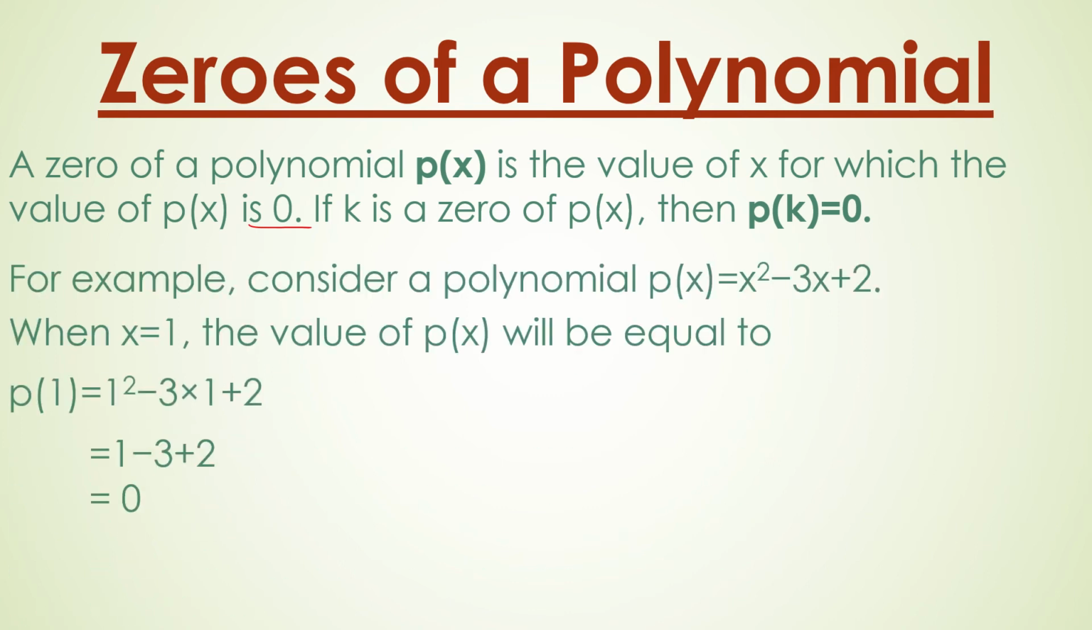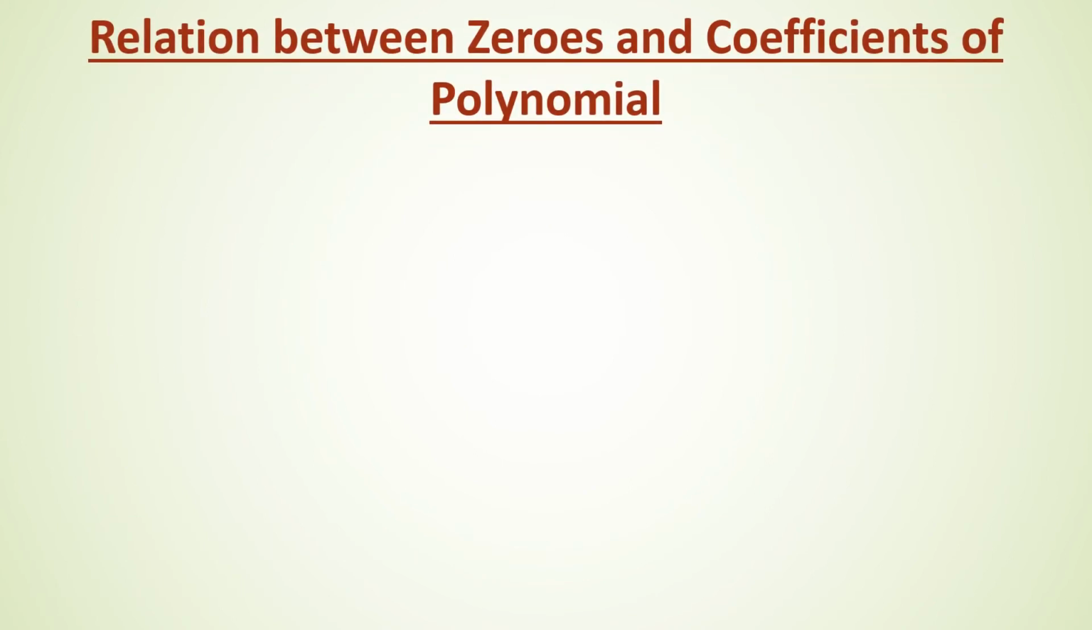We had seen also an example by taking x equal to 1 for the polynomial x square minus 3x plus 2, it had become 0. So x equal to 1 was the zero of the polynomial. Let us see the relationship between zeros and coefficients of a polynomial. That means how to establish the relationship between zeros and coefficients of a quadratic polynomial.